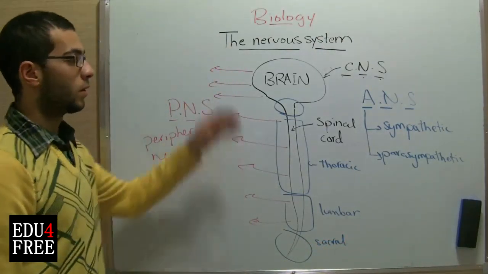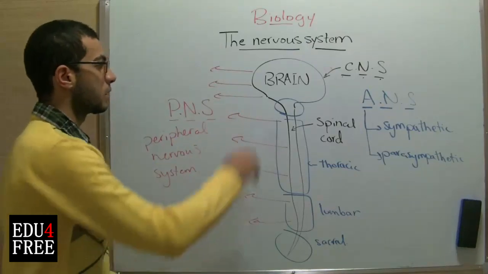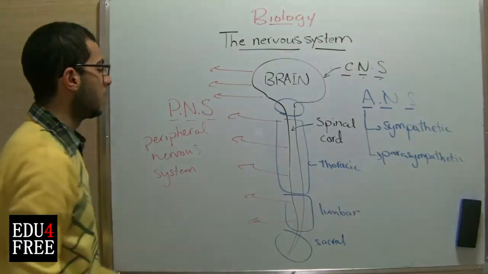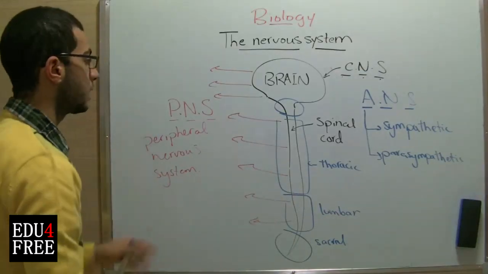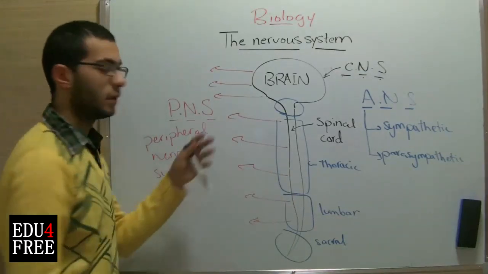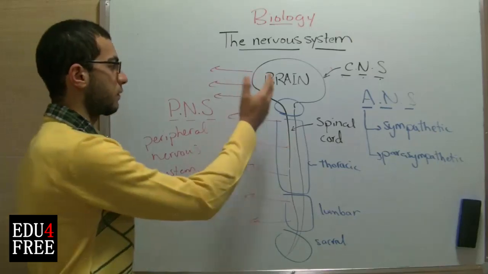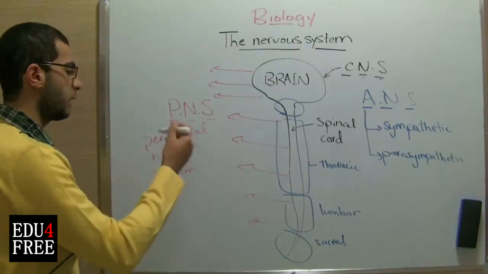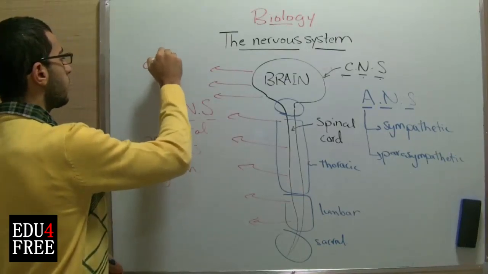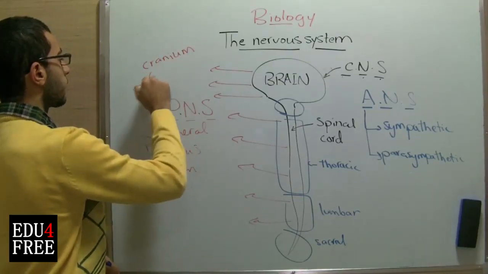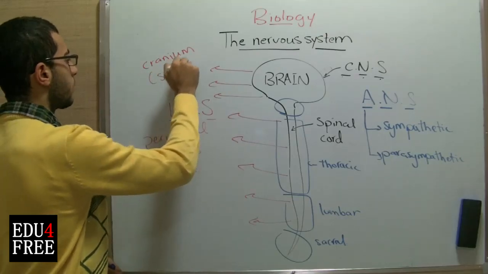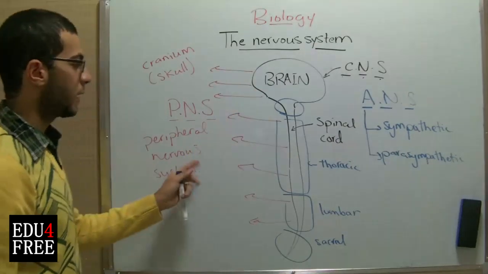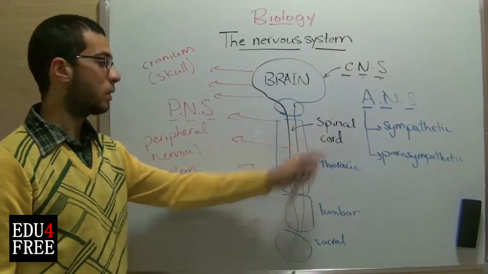So this is what the nervous system consists of. The central nervous system consists of the brain and the spinal cord. The peripheral nervous system contains the cranial nerves, the nerves which come from the brain, and we refer to them as cranial according to the cranium, and the cranium is another name for the skull, where the brain is found. So it contains the cranial nerves and the spinal nerves, according to the spinal cord.